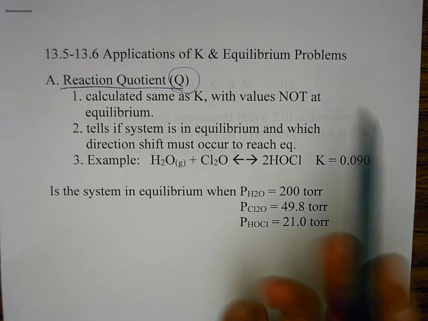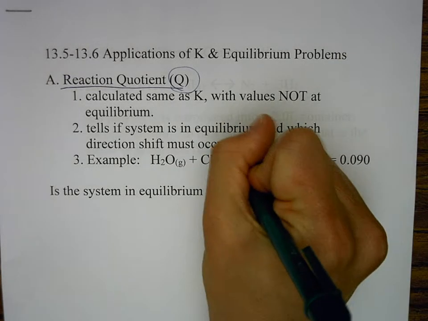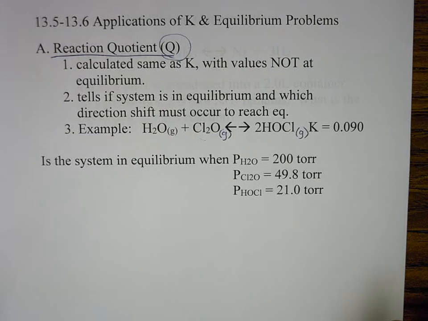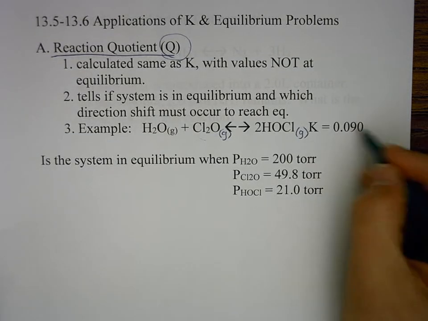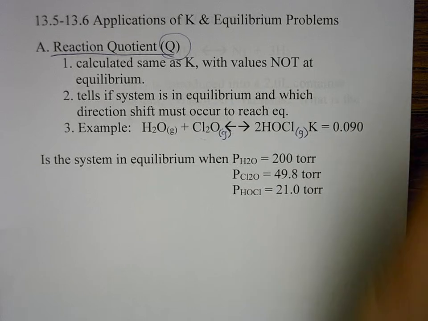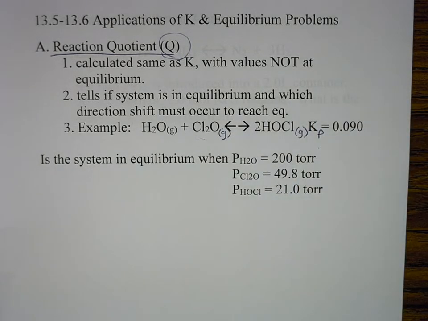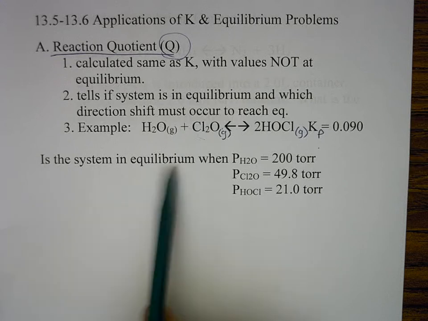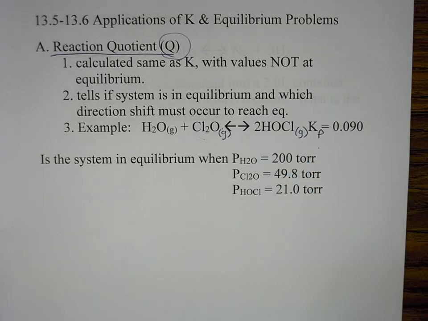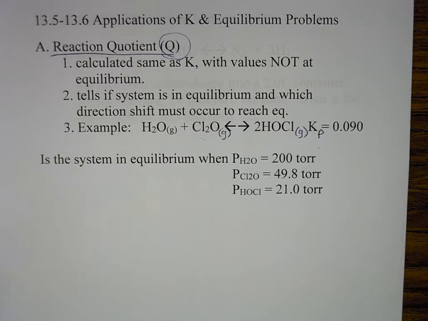Okay, so here's my example. I've got H2O and Cl2O. I should have these all labeled as gases so that we know they're all supposed to be in the expression. The K value for this is 0.090, and I should also specify this is Kp. Because the question then will be, is the system in equilibrium when they give me all of these different pressures in torr? It doesn't matter, they don't have to be in atmospheres. You can plug them in as torr as long as they're all the same.